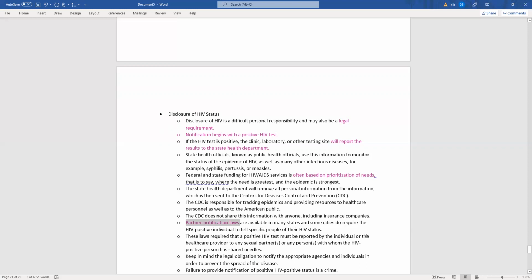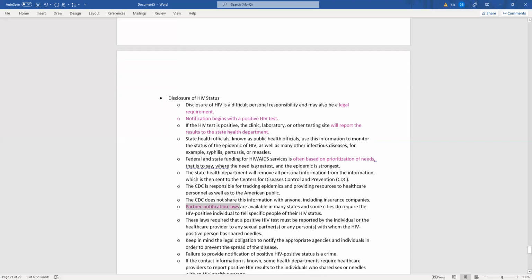That is so crazy. These laws require that a positive HIV test must be reported by the individual or healthcare provider to anybody that they are about to have sex with. Anybody that they're having sex with, you have to tell them. That's what those laws are in place for. Or any persons with whom the HIV person has shared needles. Even if you share needles, you have to tell them. Don't tell them and see if you don't get locked up for attempted murder. So keep in mind the legal obligations.